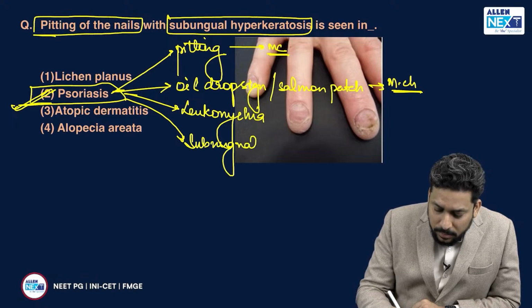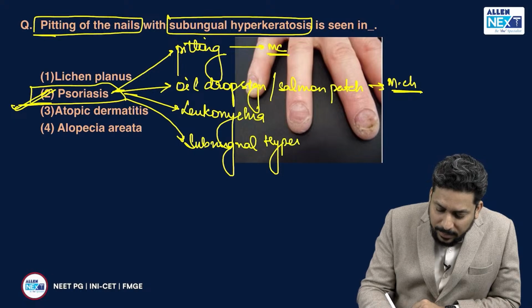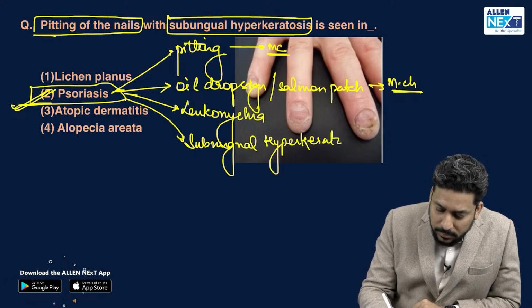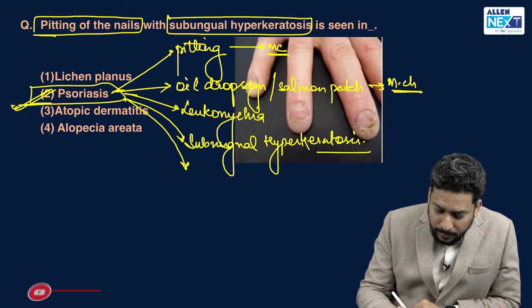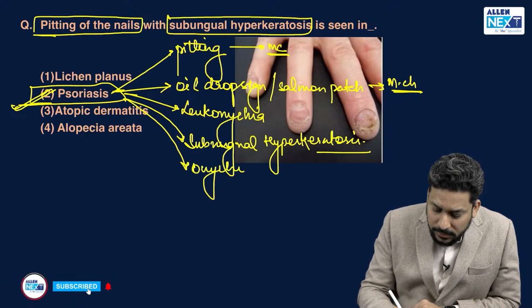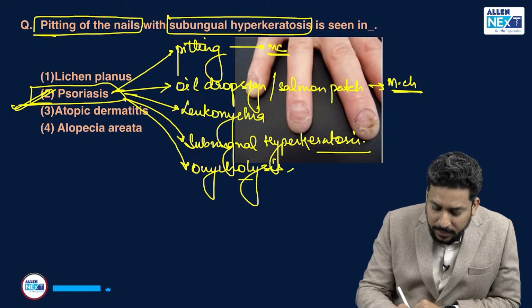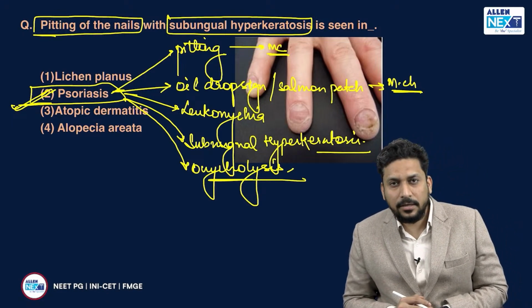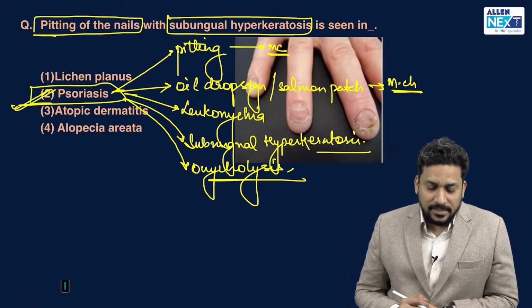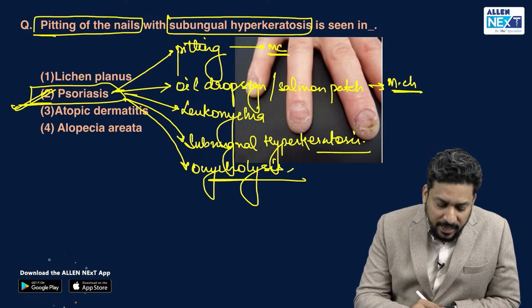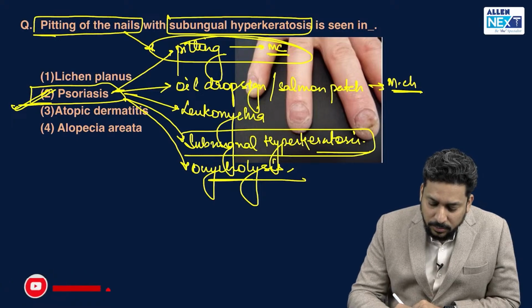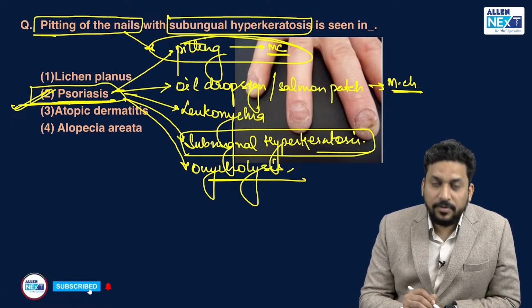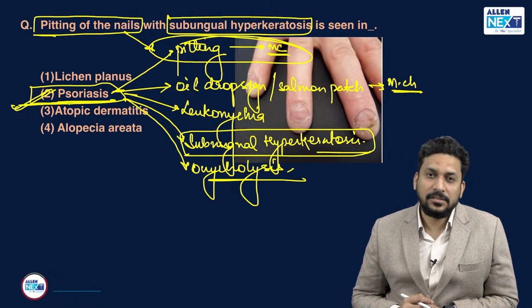subungual hyperkeratosis, that is thickening of the nail bed, and onycholysis, that is separation of the nail plate. All these can be seen associated with psoriasis, and among them, the two they have mentioned are the most common, that is pitting and subungual hyperkeratosis. So these are the features of nail changes seen in psoriasis.